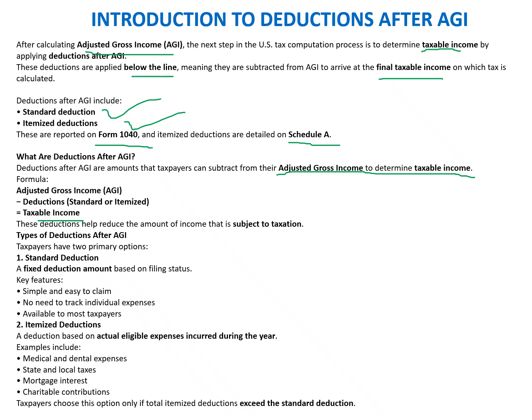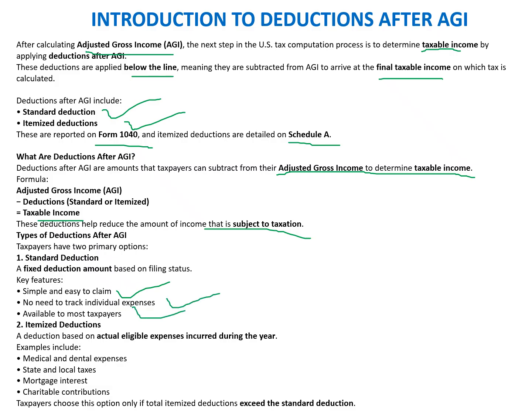So these deductions help reduce the amount of income that is subject to taxation. The types of deductions are, first, the standard deduction. So what is the standard deduction? A fixed deduction amount based on the filing status, which means that it is very easy to claim because there is no explanation required, no documentation required, and no need to track individual expenses. It is available to most taxpayers.